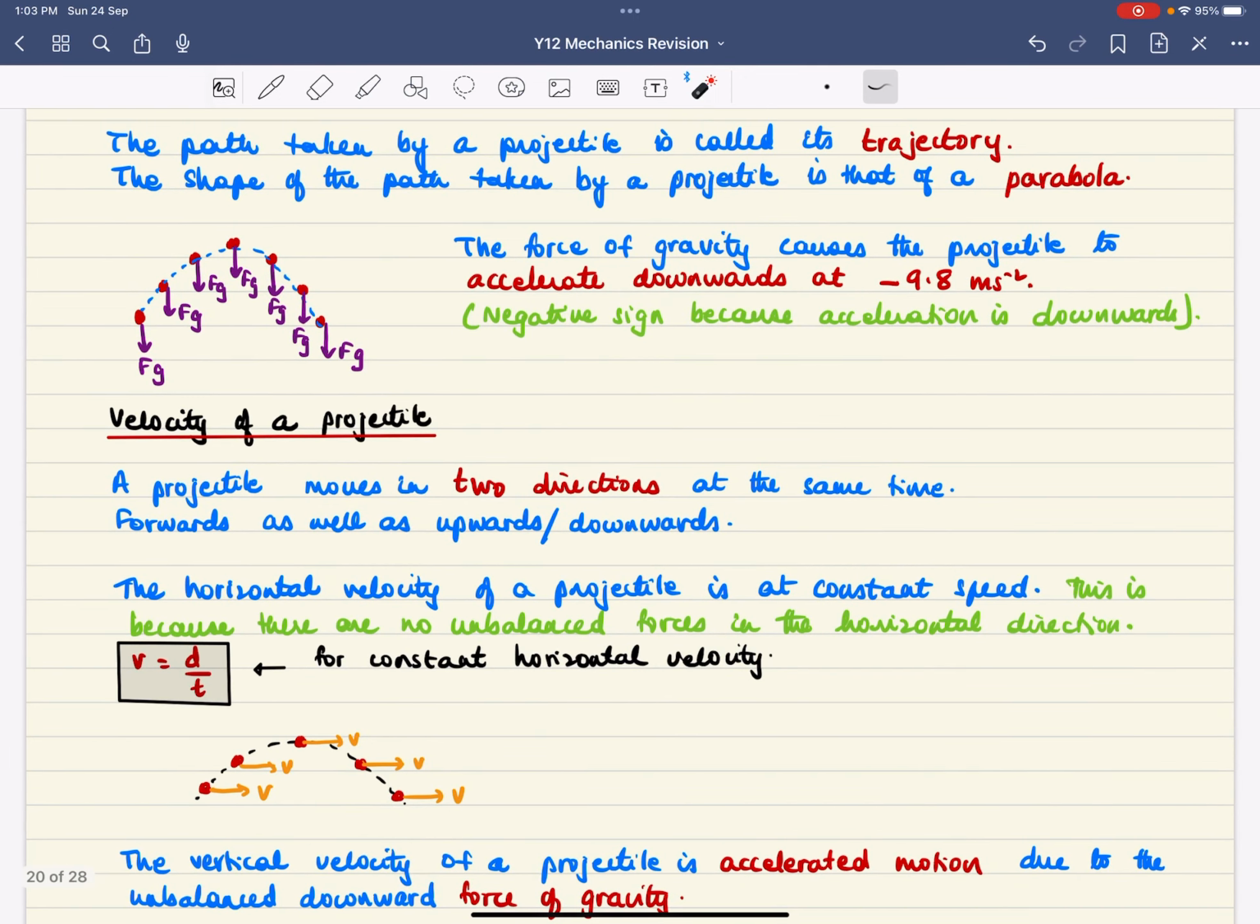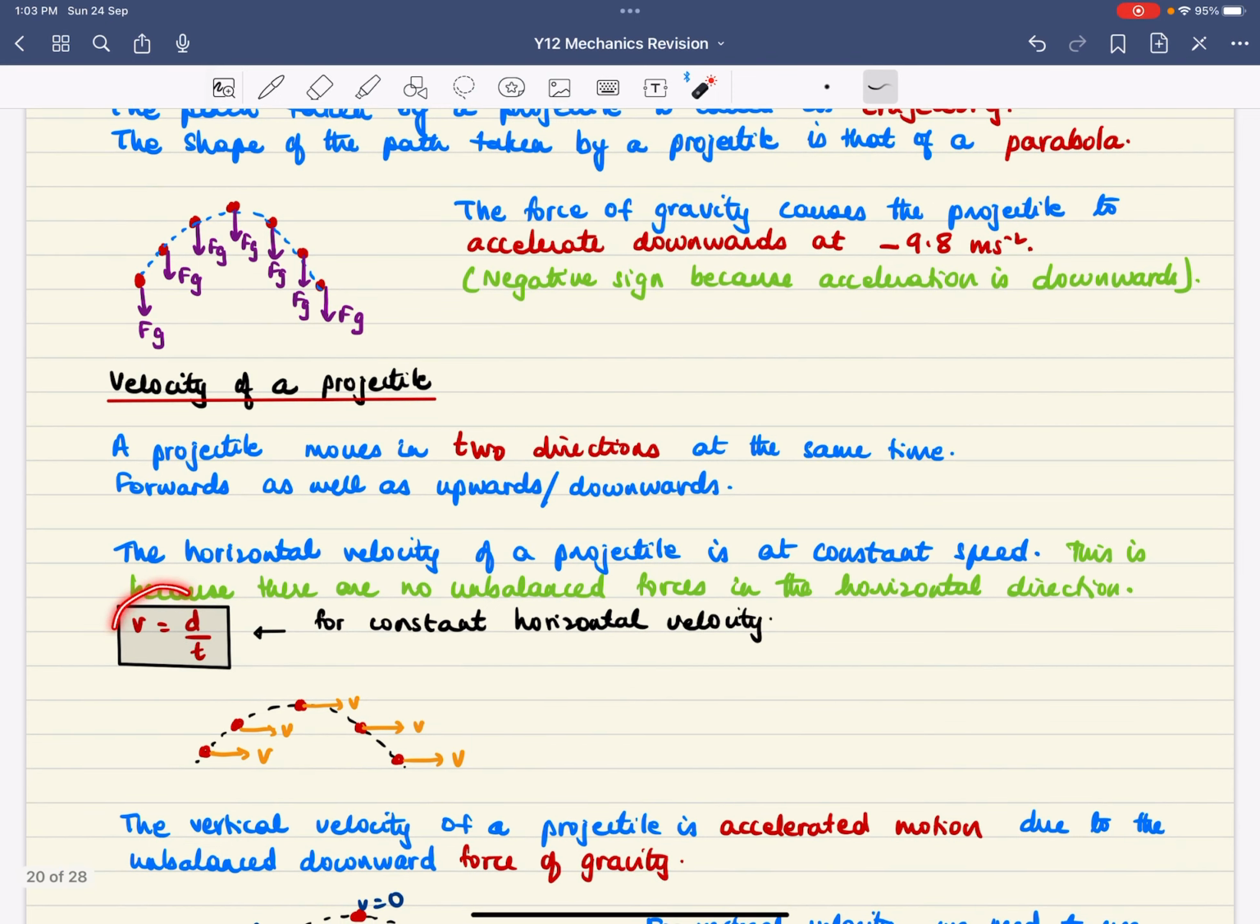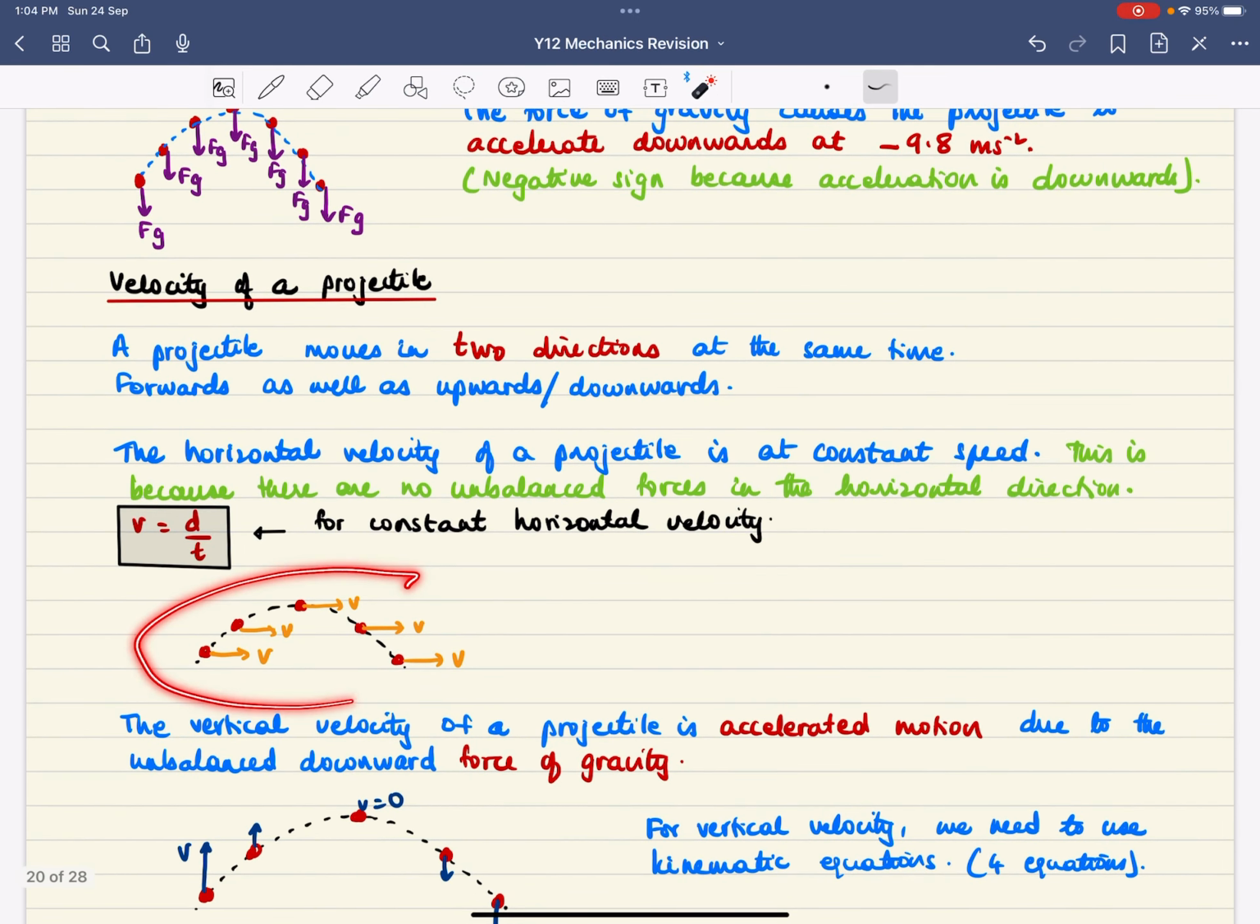Now, the horizontal velocity of a projectile is at a constant speed. This is because there are no unbalanced forces in the horizontal direction. So the equation that you can use is v equals d over t, because that's the equation you use for constant velocity. And this is the diagram that shows constant horizontal velocity. No matter where the projectile is in its motion, it's always going forwards at a constant speed.